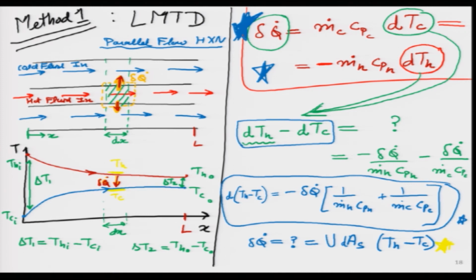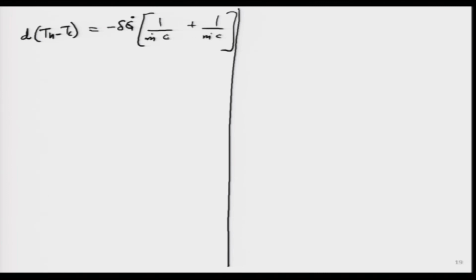Now, the best thing is I can equate this blue star and yellow star equation together. Let me go ahead and do that. And what it means is, I will be able to get something like this. On the left-hand side, I already had d of Th minus Tc under the differential, right, and I had minus dq dot something divided by something. This one I will not write in the interest of time. I think you can write it yourself, m dot c of c.